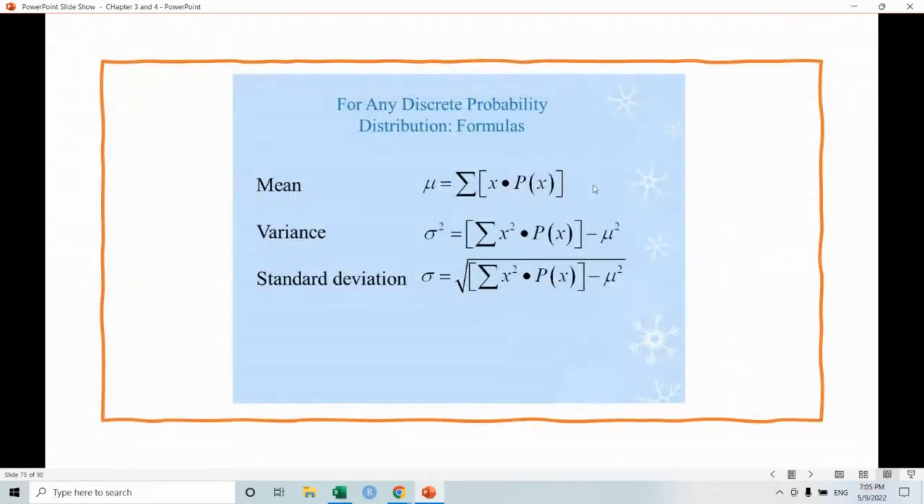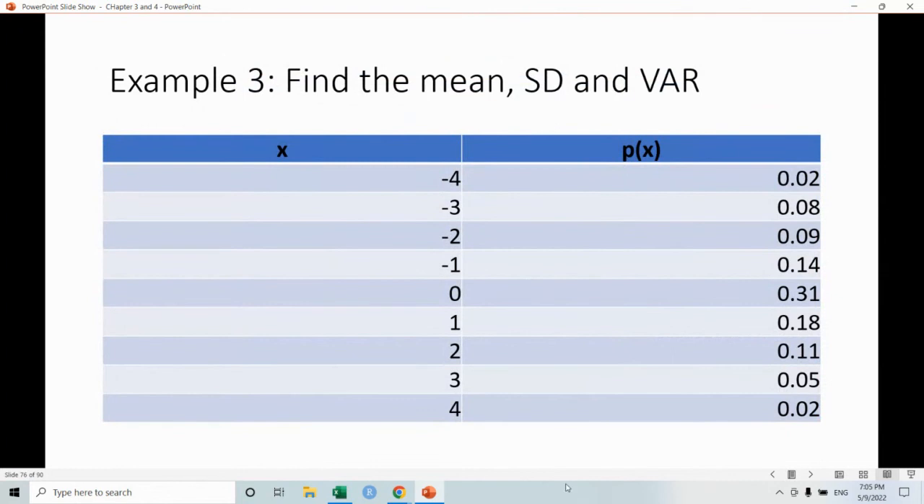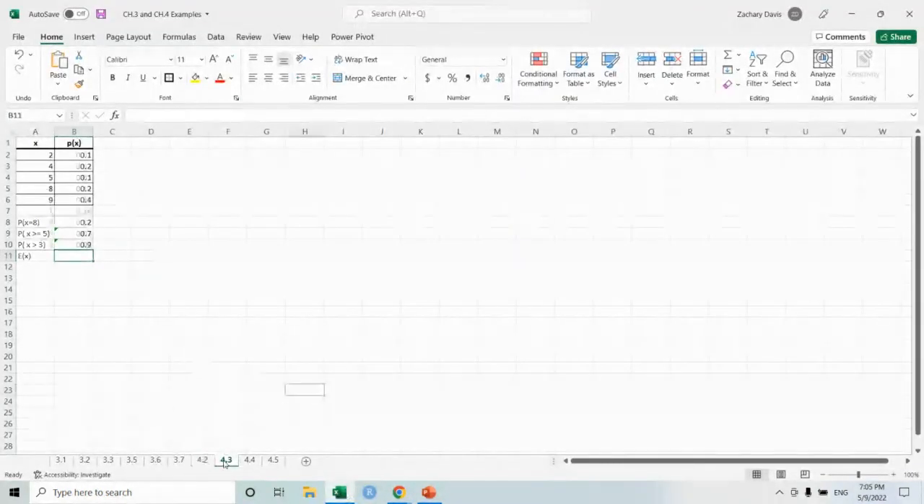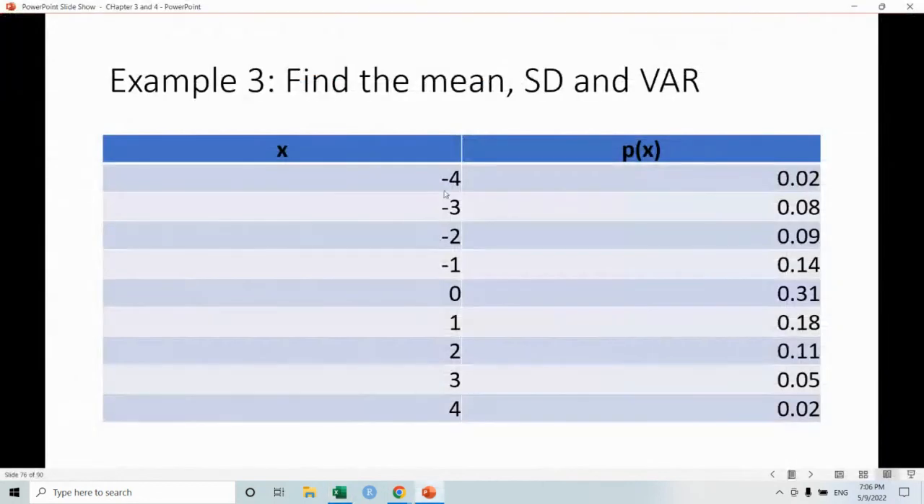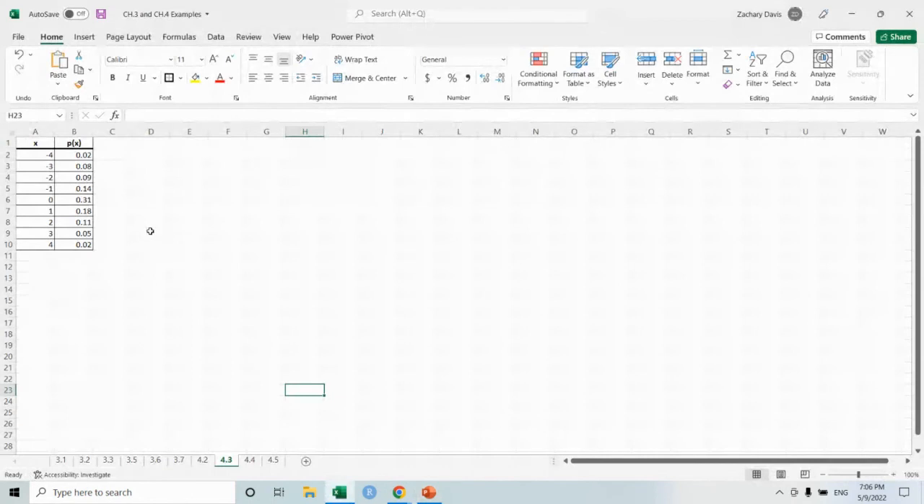So for any discrete probability distribution, these are your underlying formulas. Basically we just sum X times its probability. That'll give us the mean. For the variance, we have X squared times its probability minus the mean squared. And then if we take the square root of all that, we get the standard deviation. Okay, so let's go on to here. We have a set of X values and the probabilities. So based on these formulas, we should be able to find the mean, standard deviation, and variance.